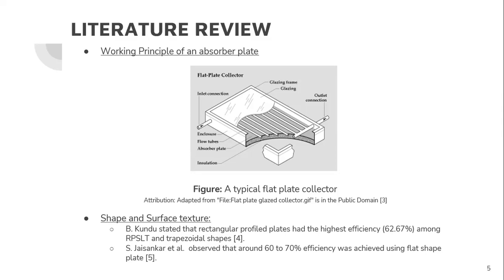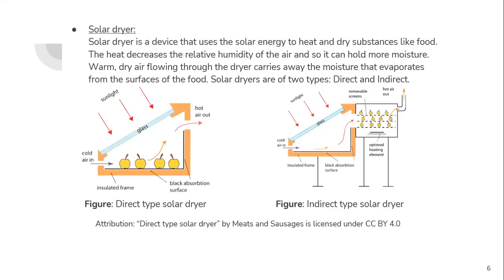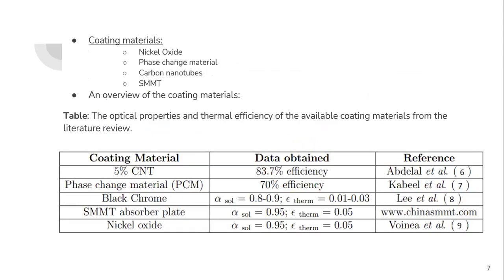In the next slide, this absorber plate will be used in a solar dryer. A solar dryer is a device that uses solar energy to heat and dry substances like food. Solar dryers are of two types. One is a direct type solar dryer and another is an indirect type solar dryer. And this absorber plate will be used in an indirect type solar dryer. I would like to invite Taibul Alam Opu to carry on the presentation.